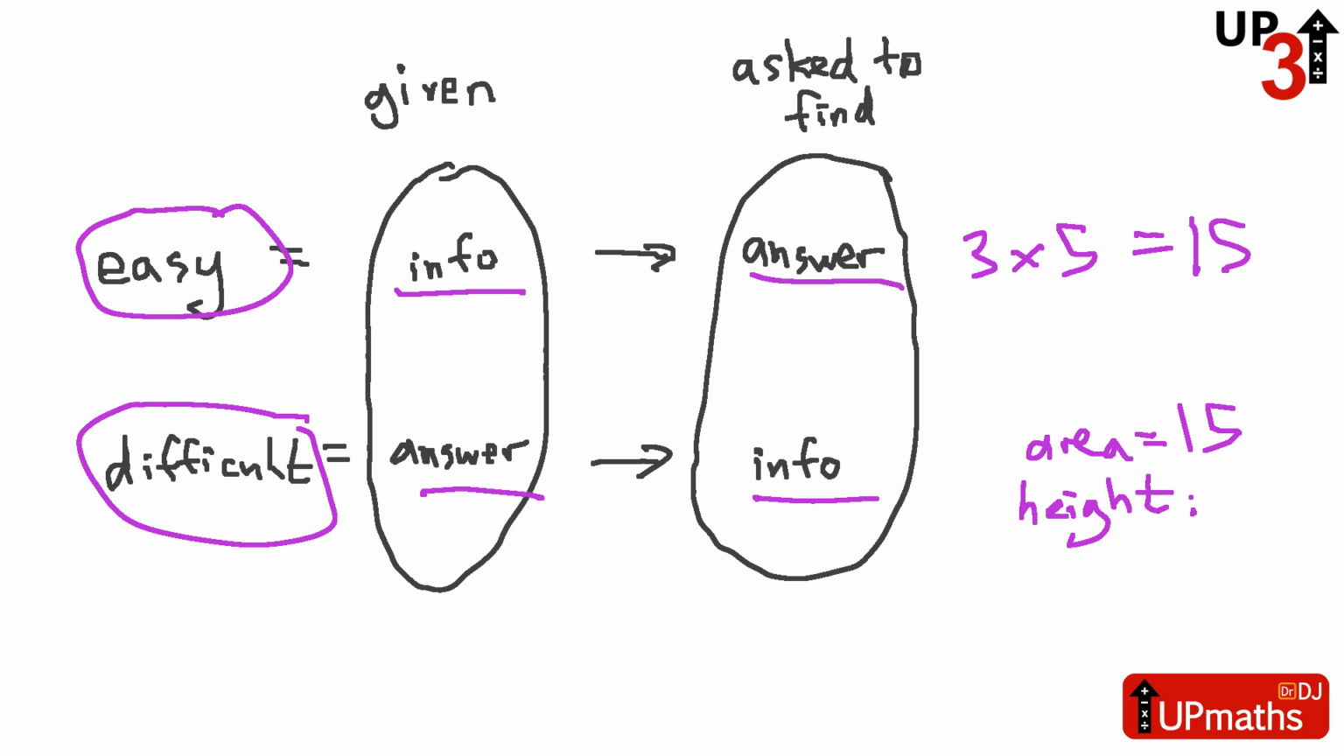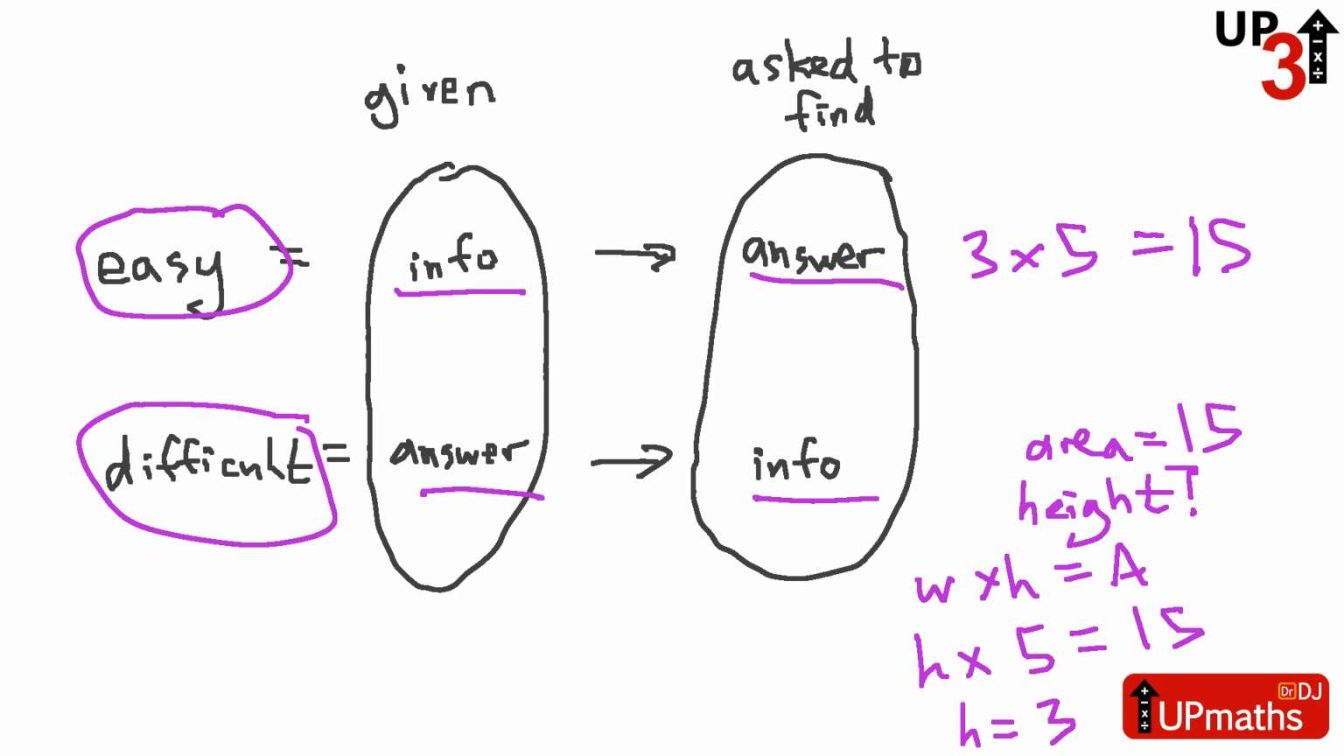Now, students that I've trained up will find this very easy, generally, because they'll just go, oh, well, I just have to do width times height equals area. So, h times 5 equals 15. So h equals 3 if I divide both sides by 5.